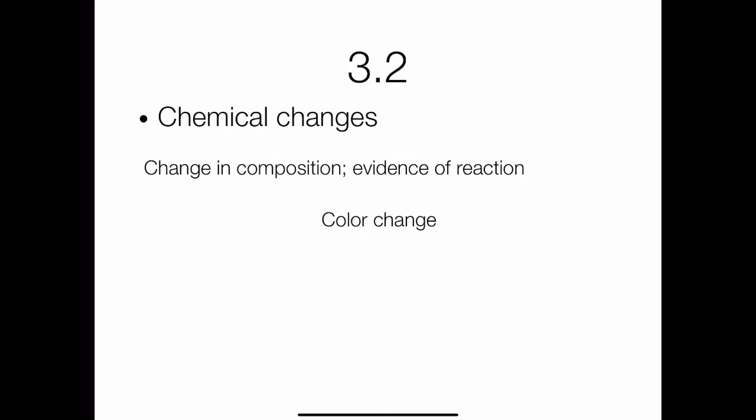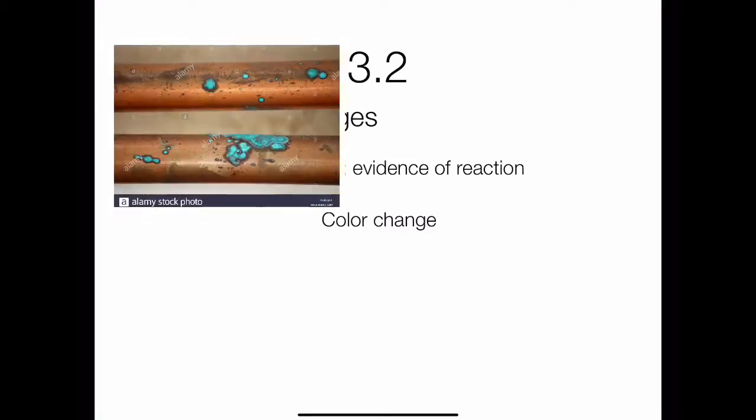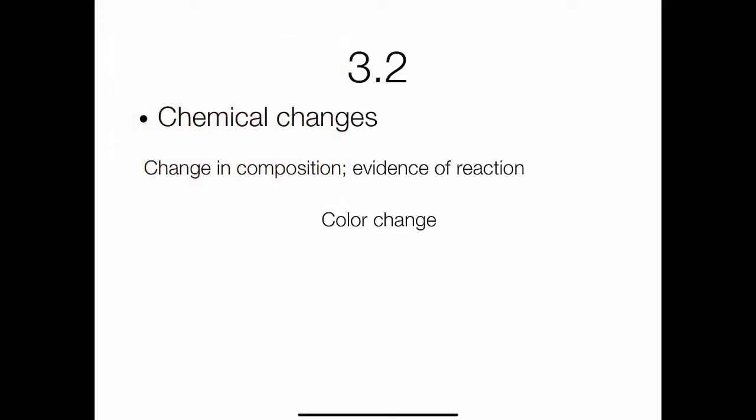Color change is an example of chemical change. Copper starts at one color, and then we know that as copper starts to oxidize, as we've seen in the Statue of Liberty, it then turns green. That's a chemical change. That copper is not the same form that it was in the beginning.